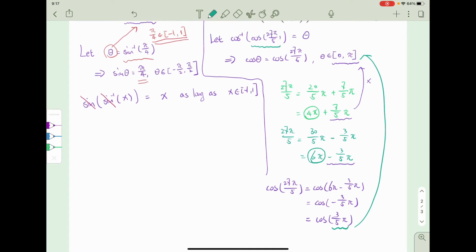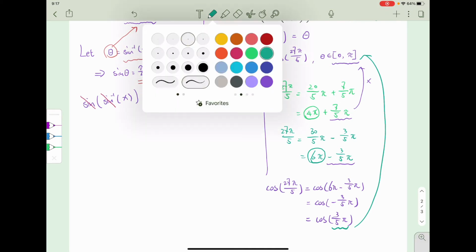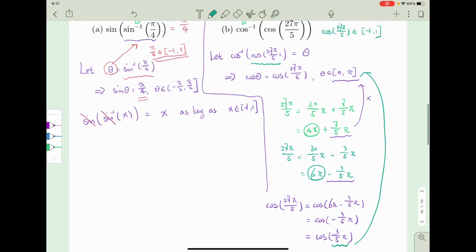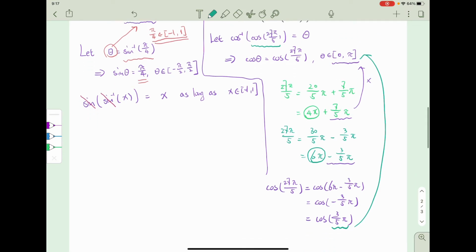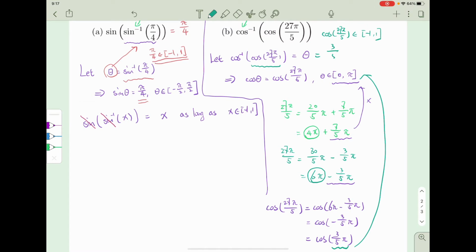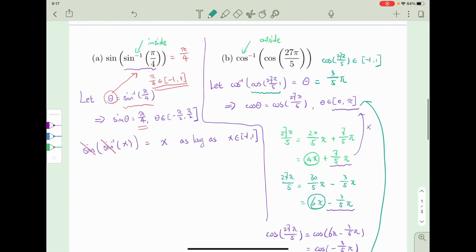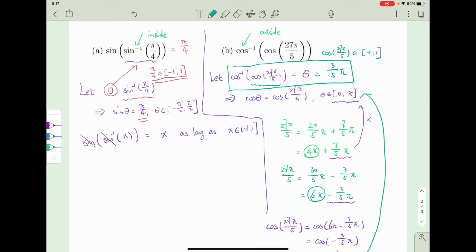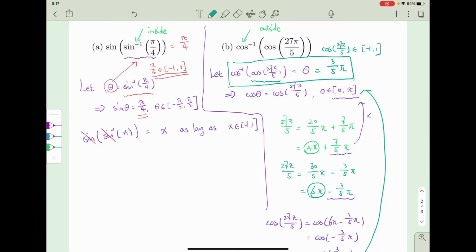So this 3 pi over 5 is the perfect candidate for our theta, and actually the unique candidate. So we have that theta is equal to 3 pi over 5. Right? This is the answer. And if you compare this with the first question, you see that the second question actually requires a little bit more work. Okay, so that is question 1.